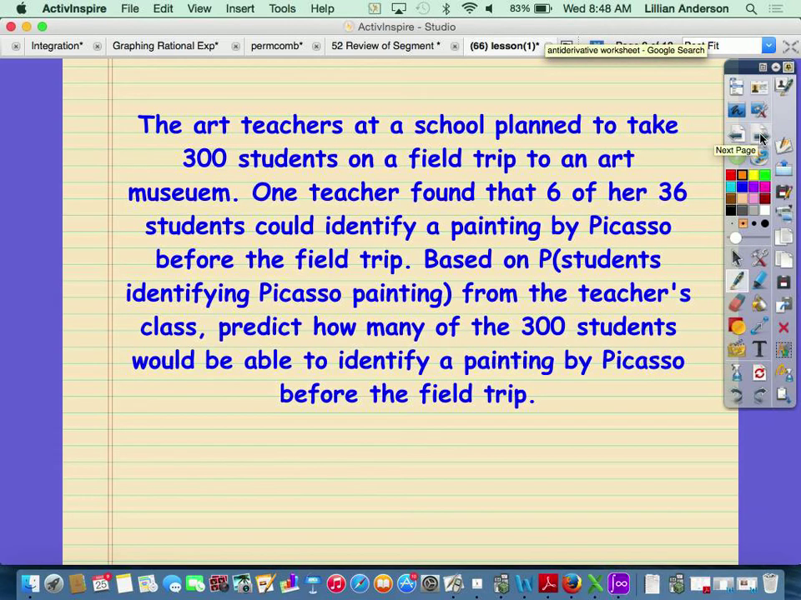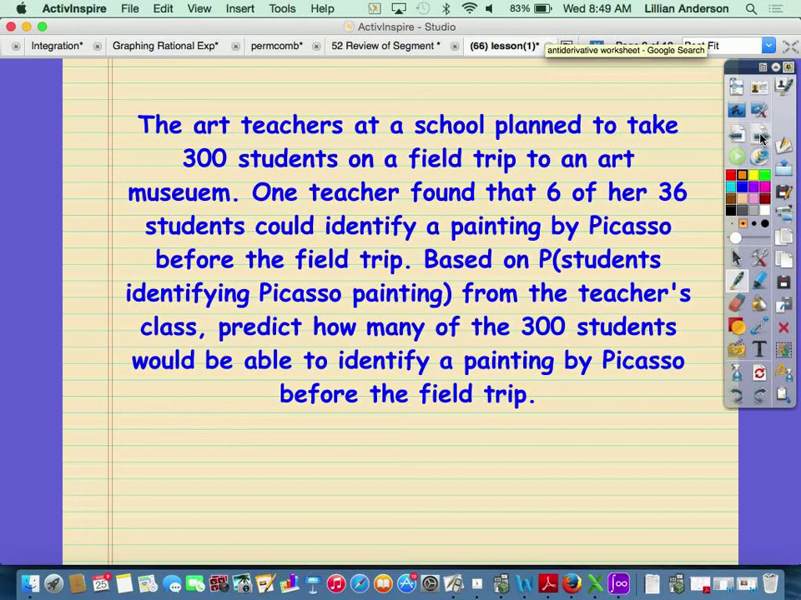It says the art teachers at a school plan to take 300 students on a field trip to an art museum. One teacher found that 6 out of 36 students could identify a painting by Picasso before the field trip. Based on, it says P of students identifying Picasso's painting. What do you think that P stands for? No, not Picasso. Probability. So based on the probability of students identifying Picasso's painting from the teacher's class, predict how many of the 300 students would be able to identify a painting by Picasso before the trip. Any suggestions on how we could set this up to figure out how many of the 300 students will be able to identify a painting by Picasso?